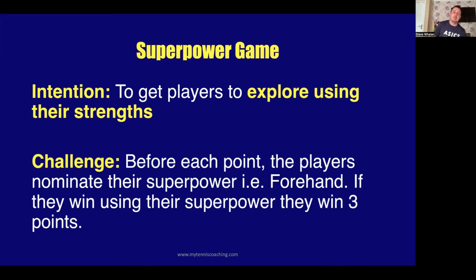So the game is, before every point, the players have to nominate their superpower. At red, it's quite simple: forehand. If they win using their superpower, they get 3 points. If they win without their superpower, they get 1 point. So again, I want the player to start to explore different ways of winning the game.